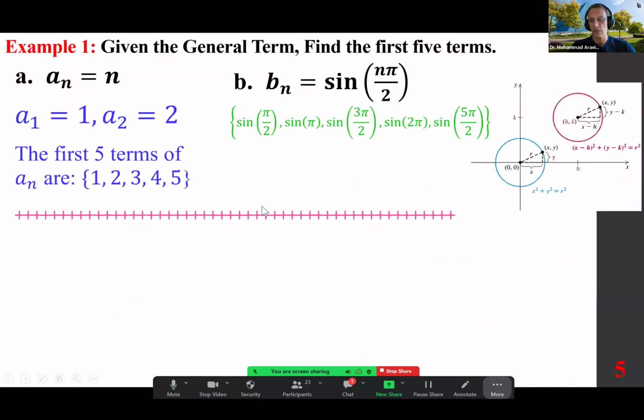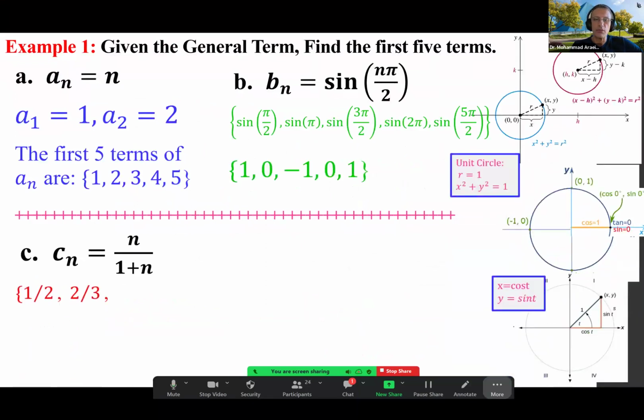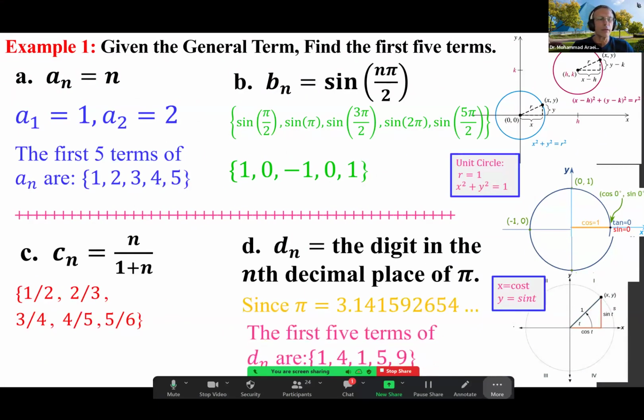So let's go to the new example. This is what we have already covered, everybody. Just a quick recap of those, which are fairly simple. In this case, a sub n was n, just 1 through 5. In this case it was sine of n to the power of 2. We went over circles, unit circles, and how we find quadrantal angles.